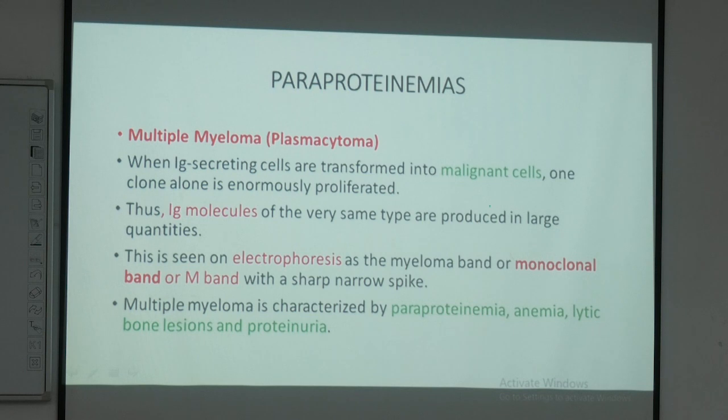Now we come to paraproteinemias. One is plasmacytoma or multiple myeloma. It is a kind of malignancy of the blood cells or the plasma cells. So what is the function of the plasma cells? To produce antibody. So in general, what is cancer? Whenever a cell is multiplying at an uncontrolled rate, then it is cancer.